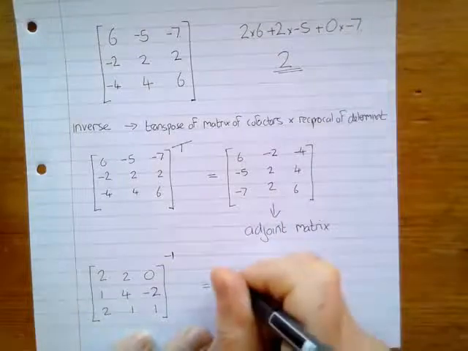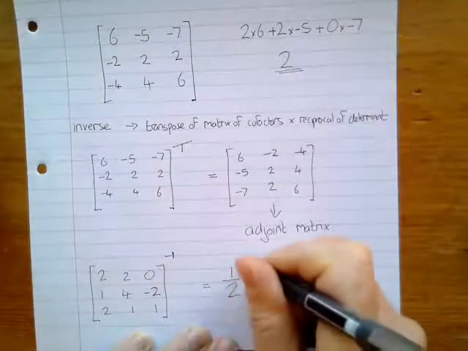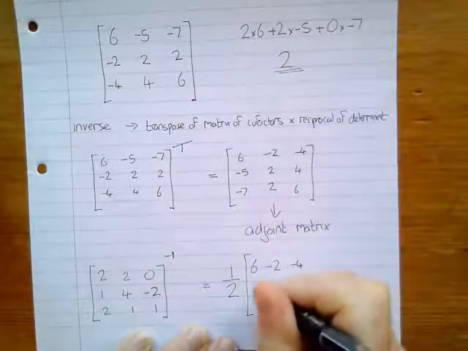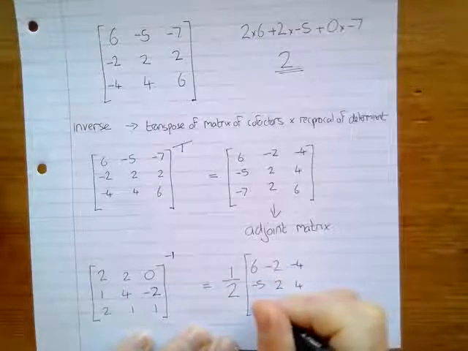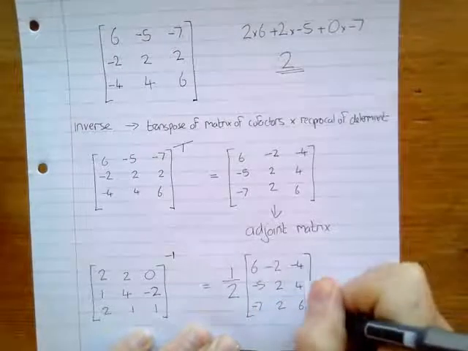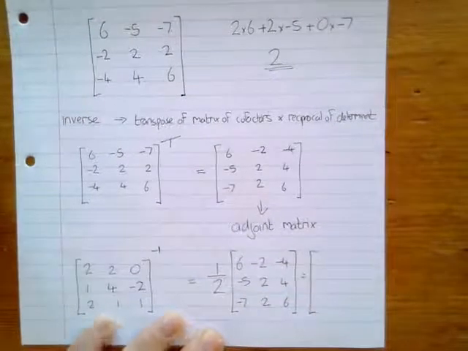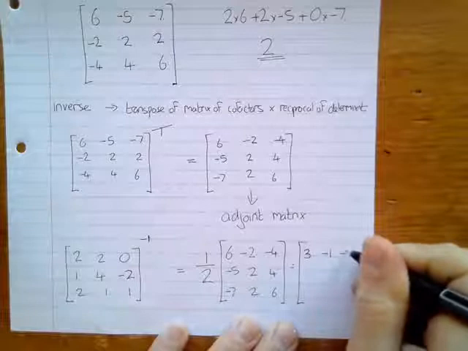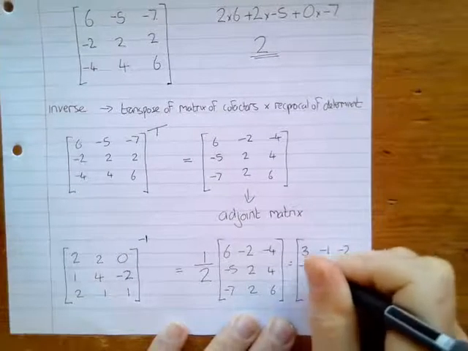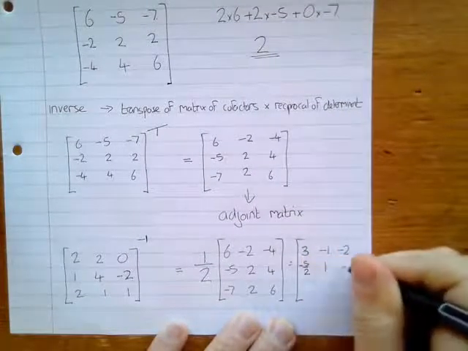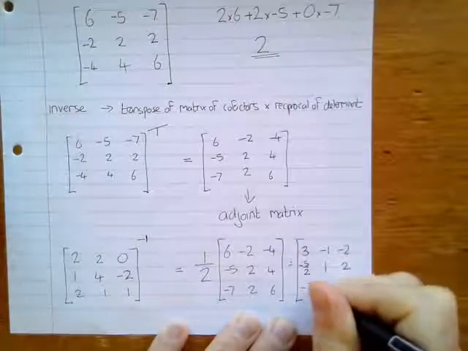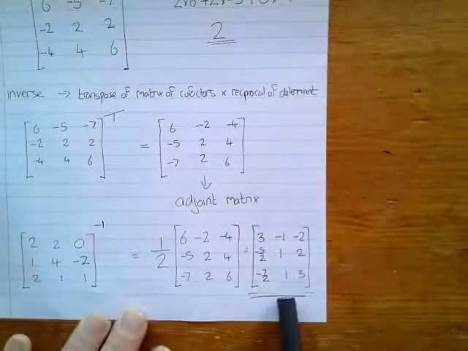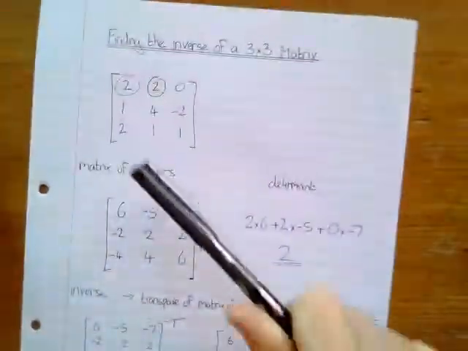So I'm going to write that the other way around. So the reciprocal of the determinant is a half, and then it's just this matrix here. Now you could leave it like that, or if you like, you could multiply each of the elements by a half to actually come up with the final answer. And that is the inverse of that.